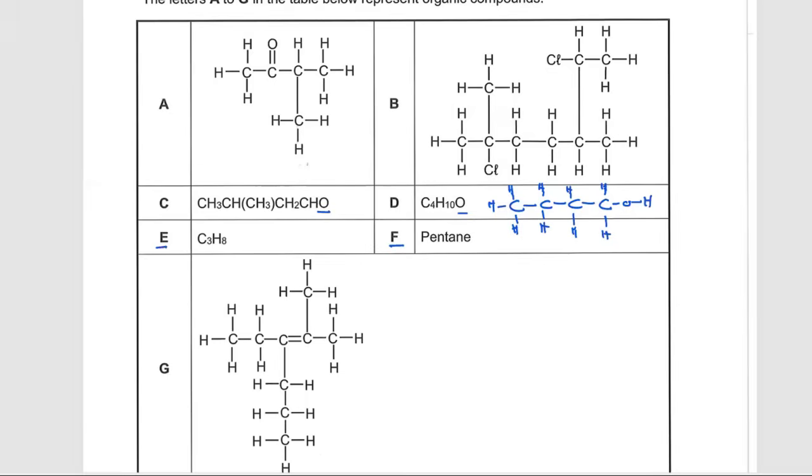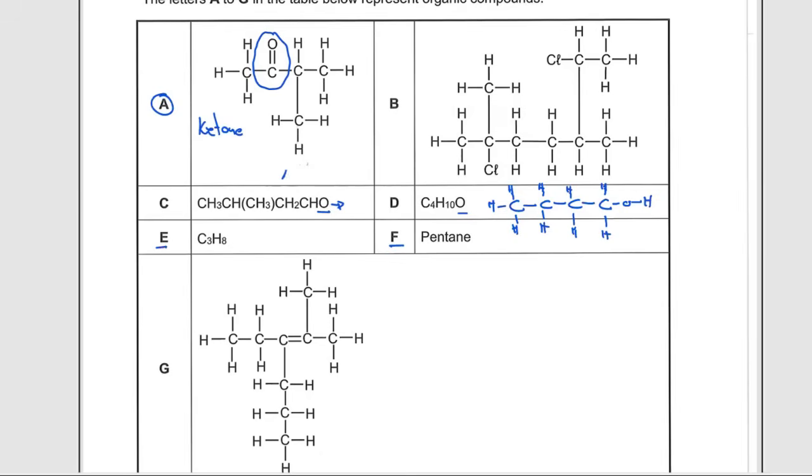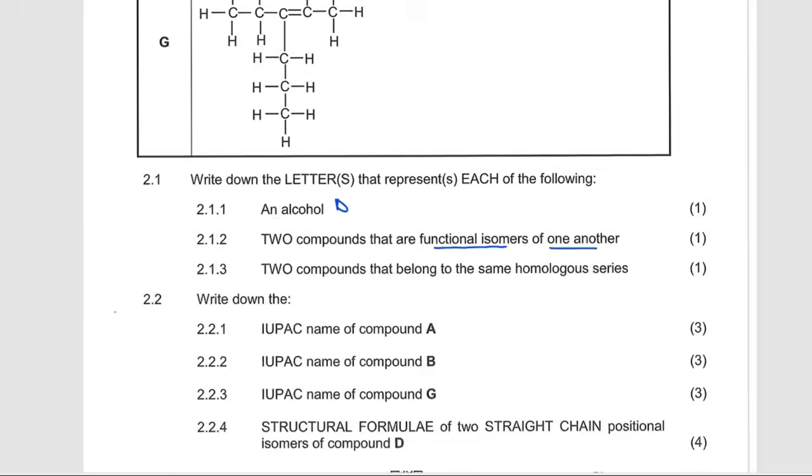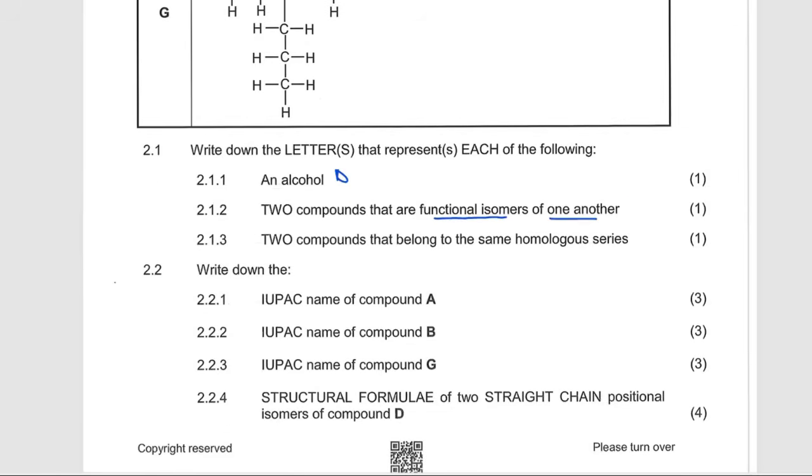So you can see E and F, all of them are going to be alkenes. But if we look at our A there, we can see that functional group belongs to what? To a ketone. So this is a ketone. If we look at this one, you'll find that this O at the end is going to formulate an aldehyde. So I'm going to say aldehyde for this one. Therefore, our A and our C are going to be our functional isomers. So I'm going to say A and C like that.